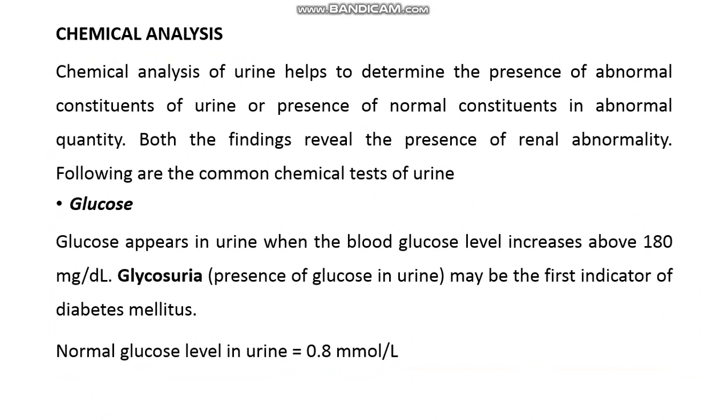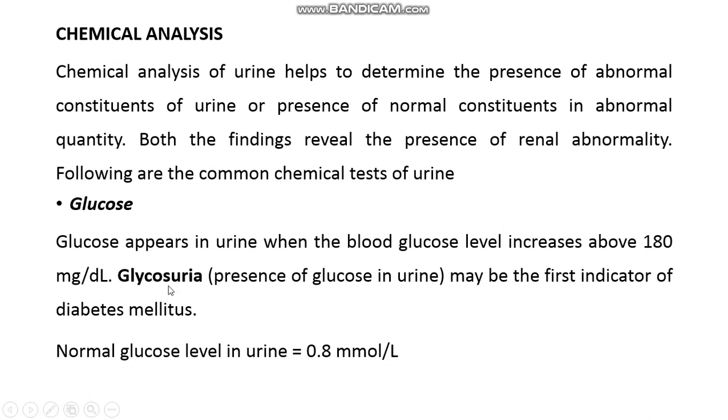Then next is regarding the chemical analysis. Chemical analysis of urine helps to determine the presence of some abnormal constituents of urine, or presence of normal constituents in abnormal quantity. So if any abnormal substances are present in the urine, or if any normal substances are present in an abnormal quantity in the urine, for that we should do the chemical analysis of the urine. And both the findings reveal the presence of renal abnormality. Okay, and there are some common chemical tests for urine.